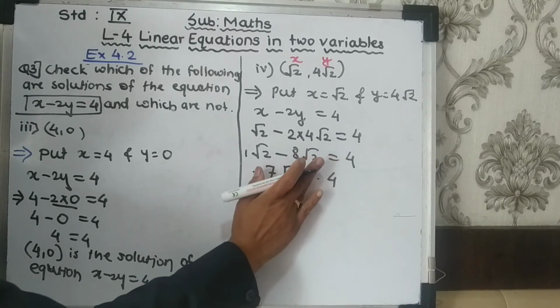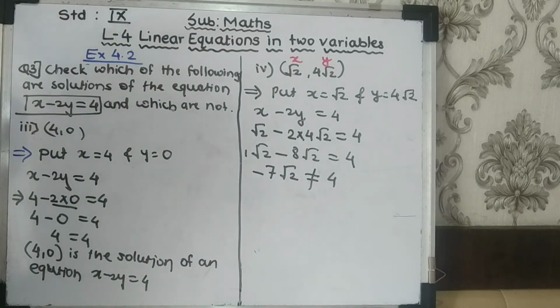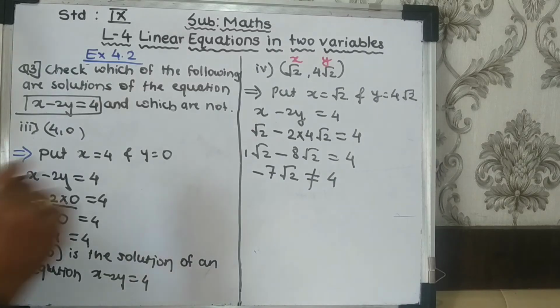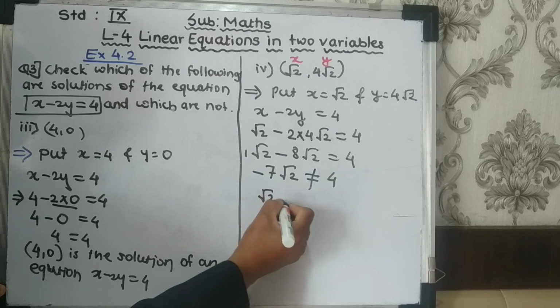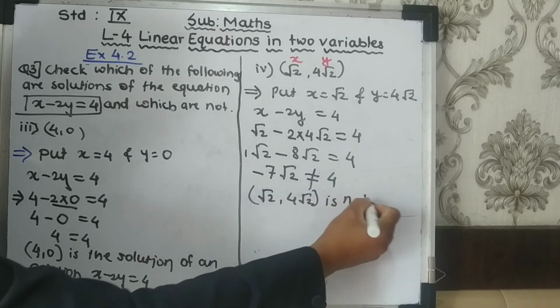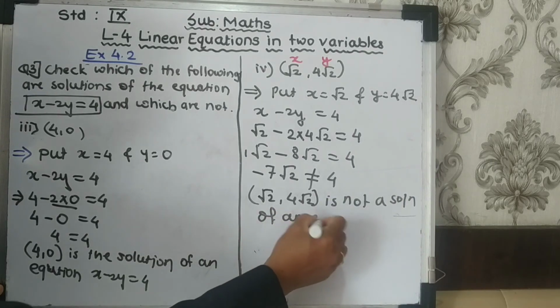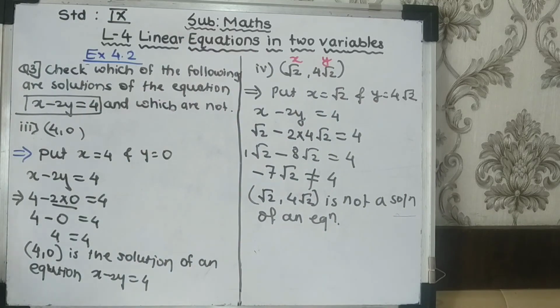Are they equal? Yes. Are they equal? No. That's why I have given here a stroke. So we will write here is not a solution of an equation. Root 2 and 4 root 2 is not a solution of an equation. Understood this one? How to solve that question number 3. Now we will see the question number 4.